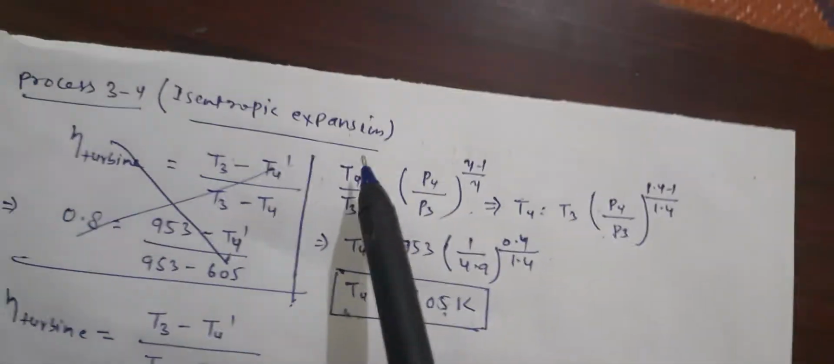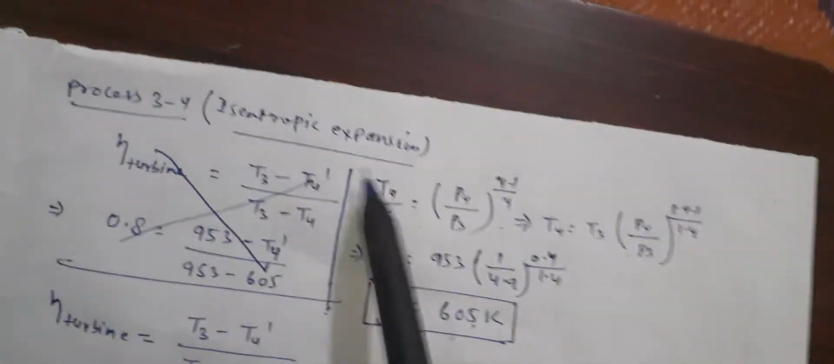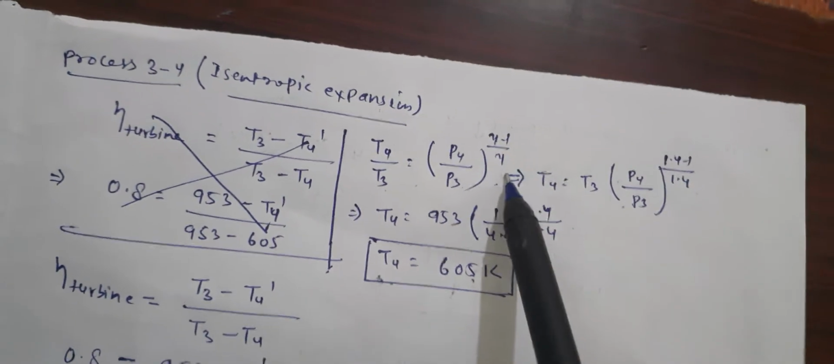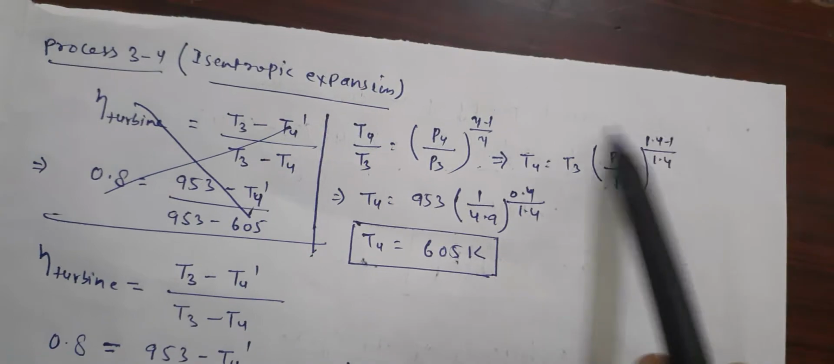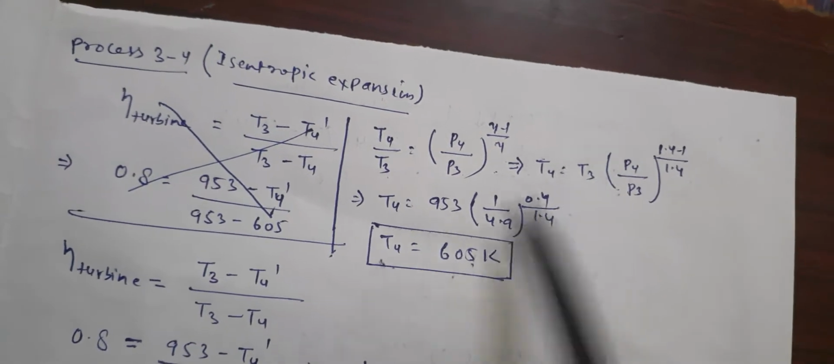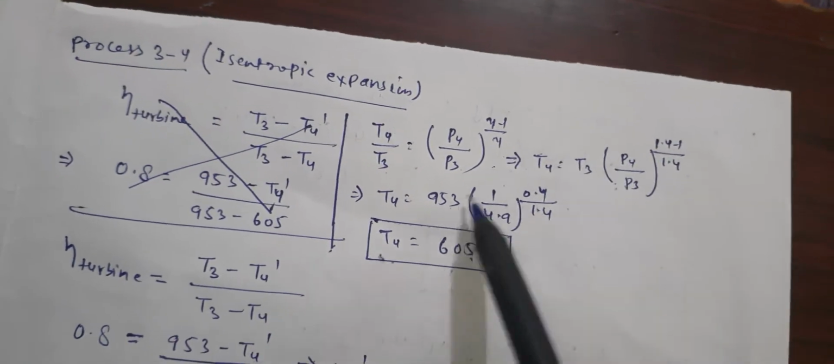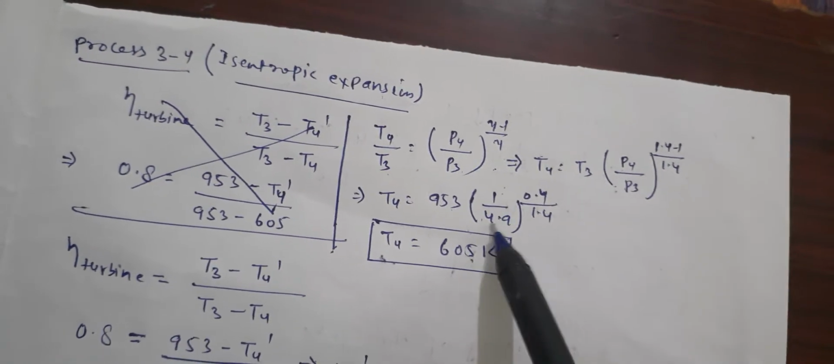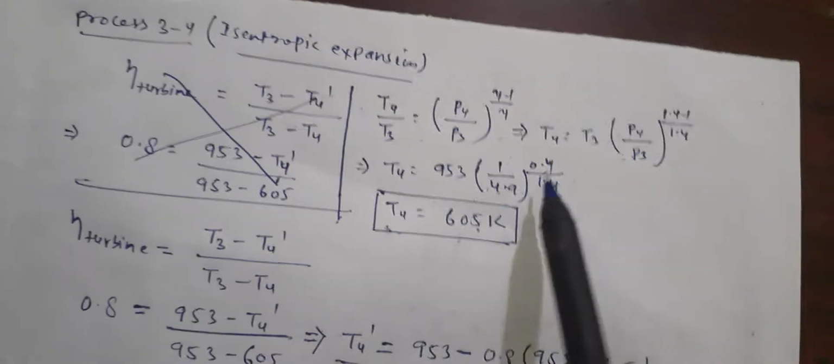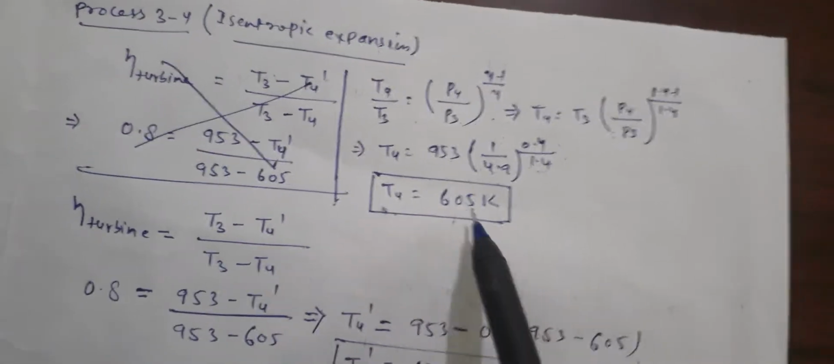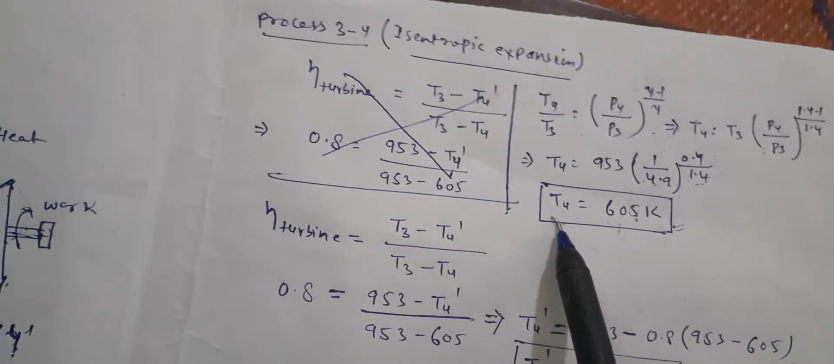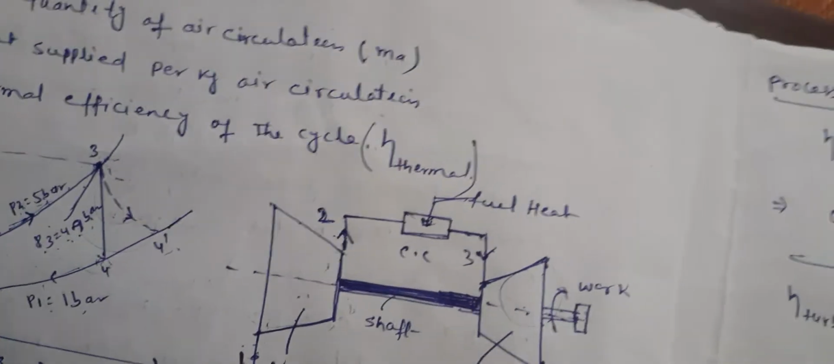This is the formula of the isentropic expansion: T4 by T3 is equal to (P4 by P3) to the power (gamma minus 1) by gamma. So T4 is equal to T3, 953, times (P4 is 1, P3 is 4.9) to the power 1.4 minus 1, which is 0.4, divided by 1.4. After calculating this, we get the temperature T4 as 605 Kelvin. This is the temperature at this point.